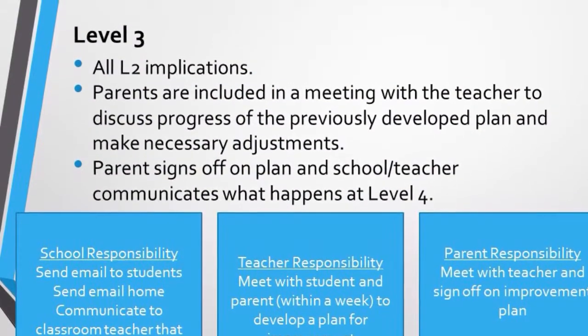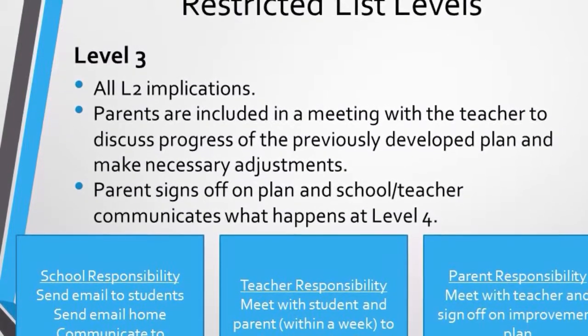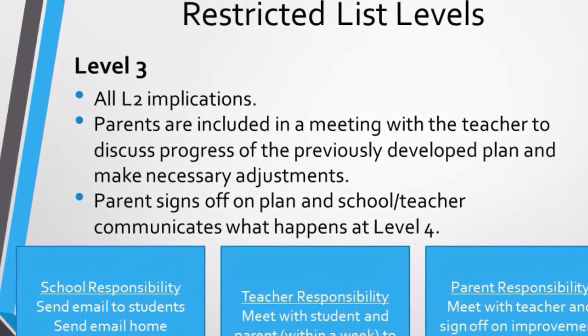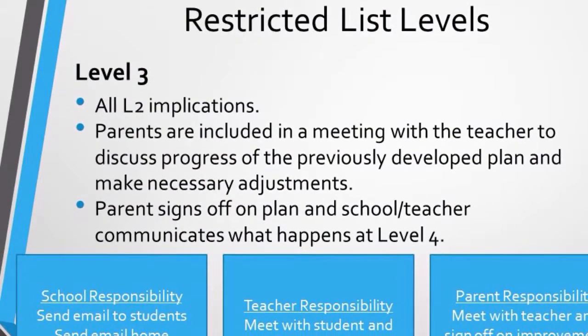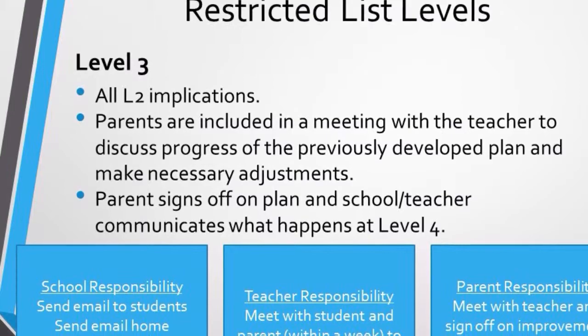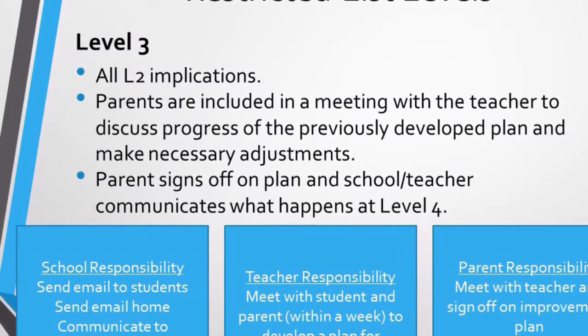Level 3, again, all level 2 implications are going to be in place. Now the parents are going to be included. Now this means that for at least 6 weeks, a student's been on the restricted list for a particular class, or classes. So we want to make sure that each class or each teacher sets up a meeting with the student and the parent to get the sign off from the parents in terms of the action plan, so that we can make sure that the students are successful.